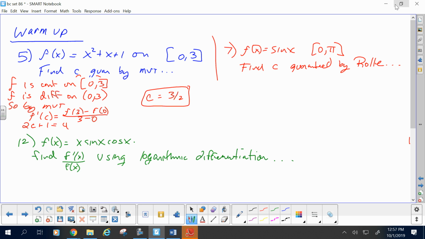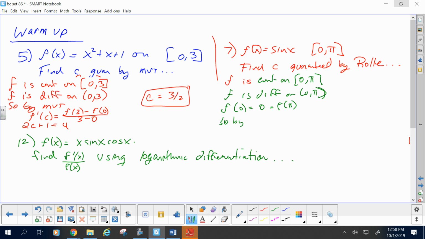Yeah? All right. What are the three conditions for Rolle's? F is continuous on the closed. F is differentiable on the open. And the endpoints have to be equal. That should be open. And f at 0, which is sine of 0, is 0, and that's the same as f at pi. Rolle's is a special case where the y's are equal so that there's got to be a 0 average rate of change. Therefore, by Rolle's, there must be a place such that f prime at C equals 0.